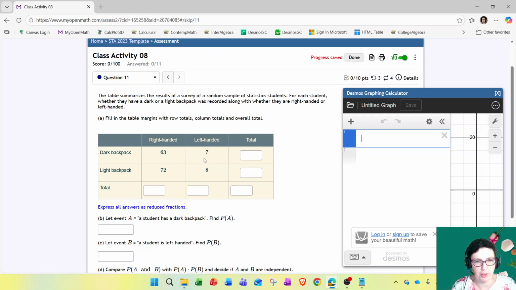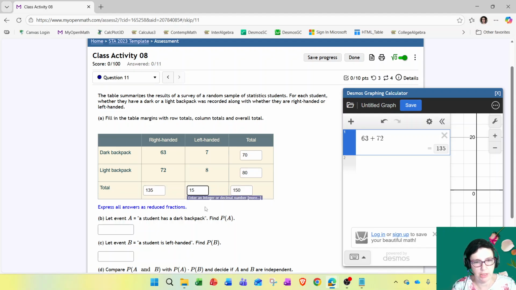So 63 plus 7, that would be 70. I can do that without a calculator. 72 plus 8 is 80. The total here would be 150. Okay, so here 63 plus 72, that's 135, and 7 plus 8 is 15.